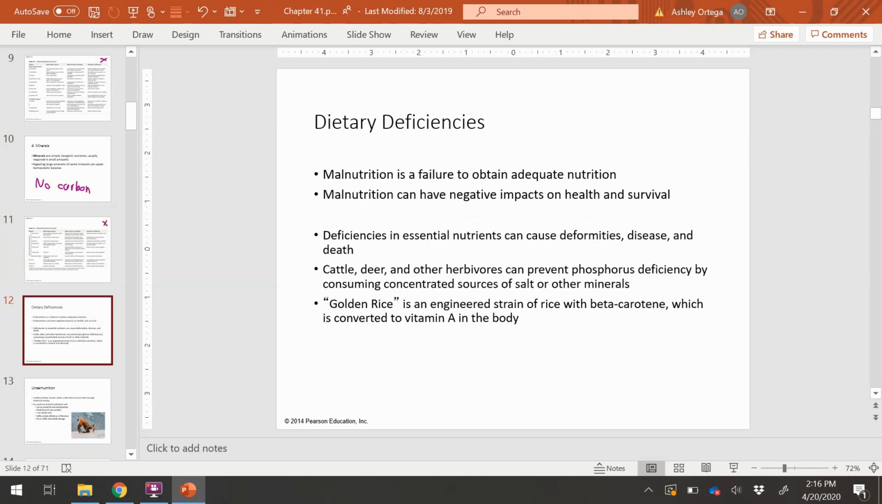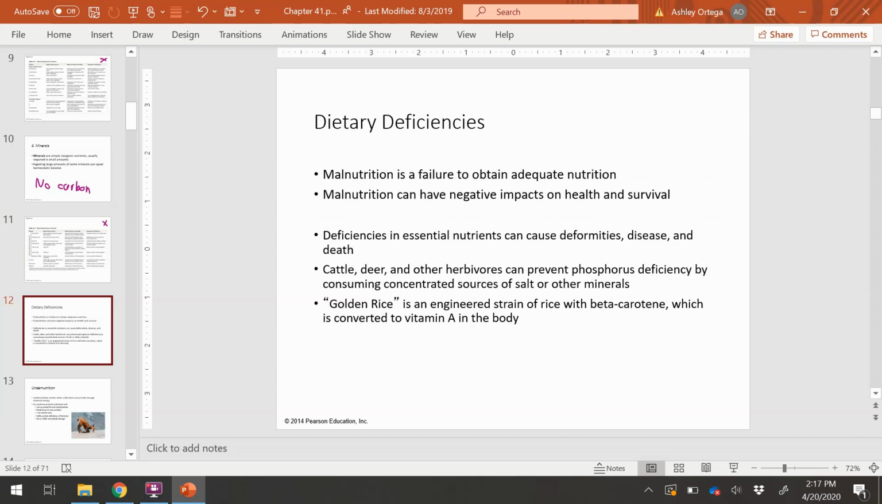All right, so looking at dietary deficiencies, malnutrition is defined as a failure to obtain adequate nutrition. This is usually due to lack of sources from the environment, to lack of food in the environment. That can have huge impacts on health and survival rate of the populations. And so deficiencies in these essential nutrients can cause anywhere from deformities to disease and even death.